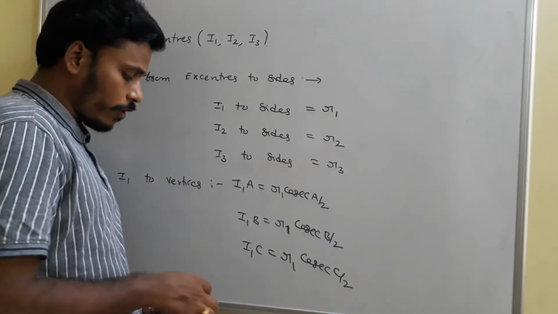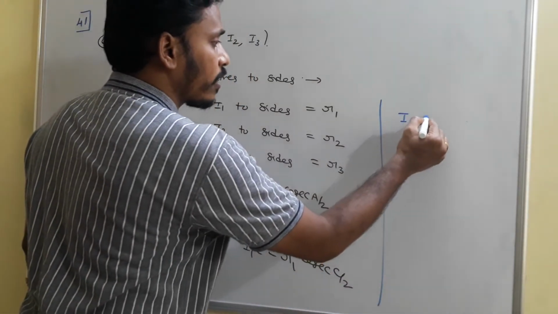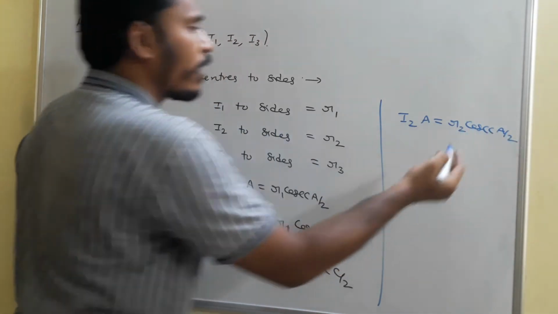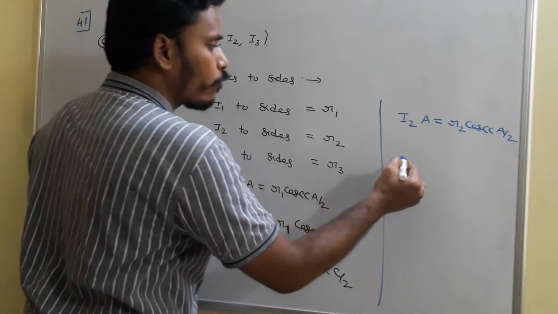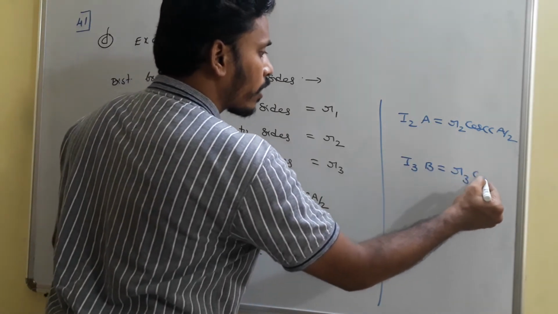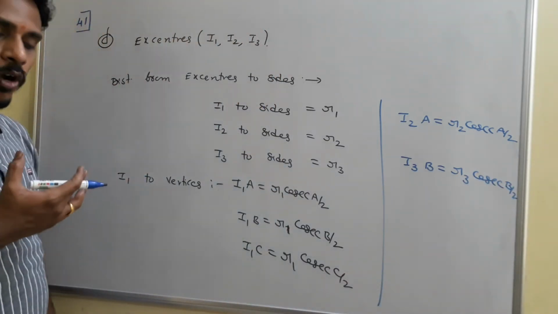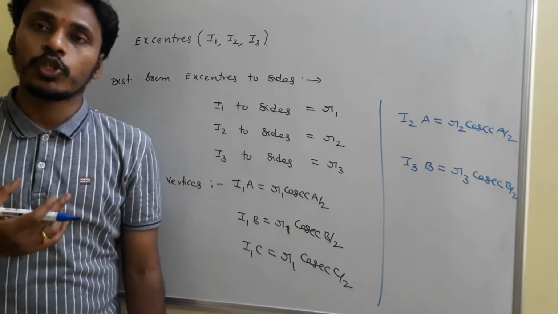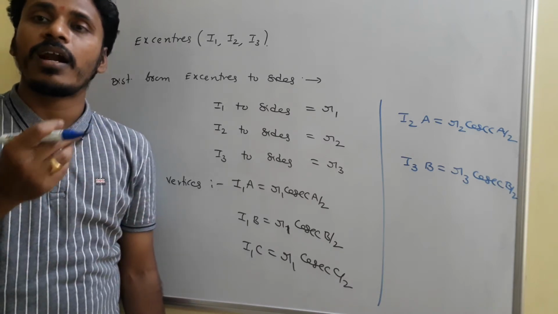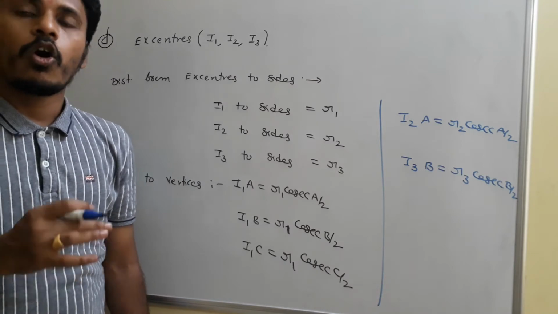In the same way, the distance from excenter I2 to the vertex, I2A, is simply R2 cosec A by 2. Similarly, we can write I2B and I2C. The distance from excenter I3 to vertex B is simply R3 cosec B by 2. So at the end, using this 41st point, it is easy for us to identify the distances from orthocenter, incenter, circumcenter and excenters to all three vertices and all three sides of the triangle.